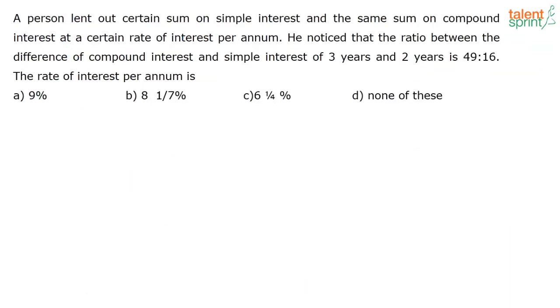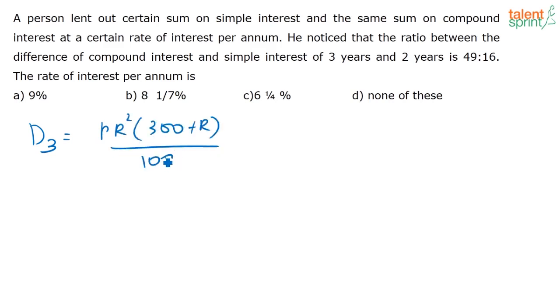A person lent out a certain sum on simple interest and the same sum on compound interest at a certain rate of interest per annum. He noticed that the ratio between the difference between the compound interest and the simple interest of 3 years and 2 years is 49:16. The rate of interest per annum is what? See, there is a formula that we have learned, right? If you have to find out the difference between the simple interest and compound interest for 3 years, the formula that we learned was, let's just write it down here, P into R squared into (300 plus R) divided by 100 cube.